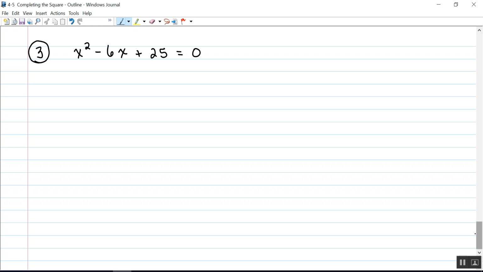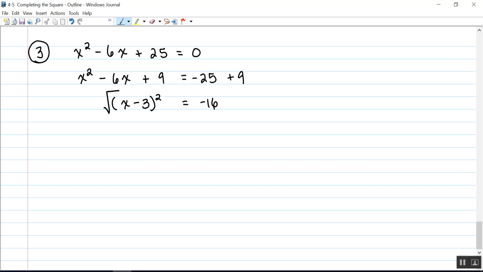And here's our last example. Let's go ahead and move that 25 to the other side. So x squared minus 6x equals negative 25. Find our new c: take half of b, which is going to be negative 3, and square it, which is 9. So I'm going to add 9 to each side. Factor this side. That's going to turn into (x minus 3) squared equals a negative 16.